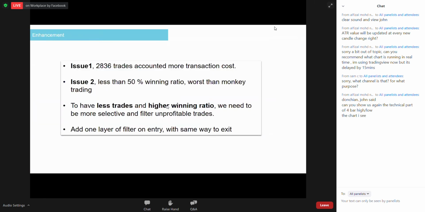Okay, so we definitely need to do some enhancement by looking at the result. Too many trades, 2,800 trades, and the issue is a 44% winning ratio. We will need to improve that. That process is also quite long. It takes me like one to two months to do that.